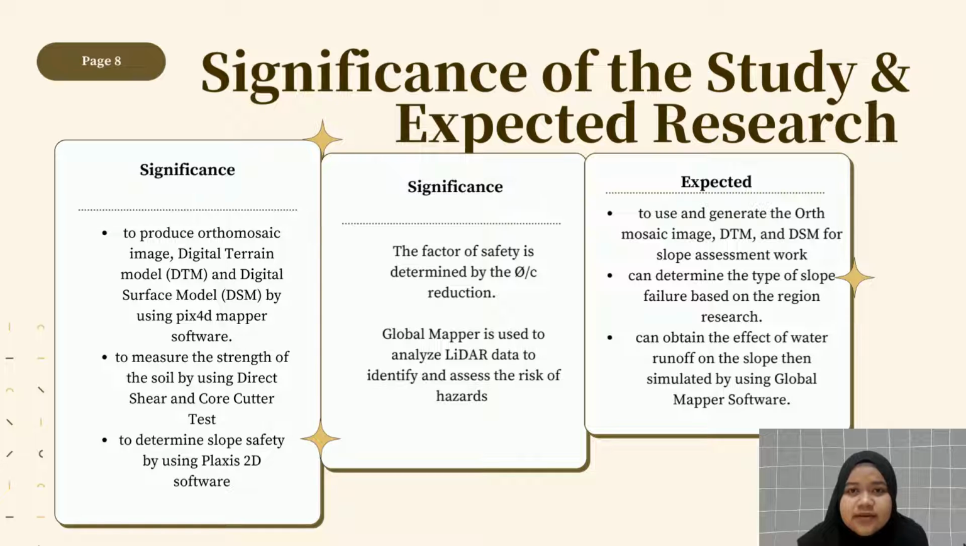The expected research outcome is to use and generate the automosaic image, TDM and DSM for slope assessment work, to determine the type of slope failure based on the research region, and to obtain the effect of water runoff on the slope, then simulate it by using Global Mapper software.